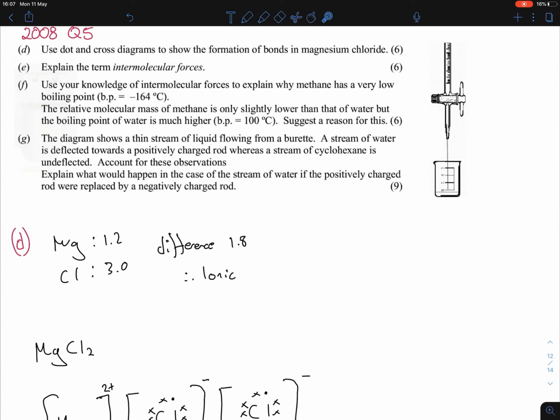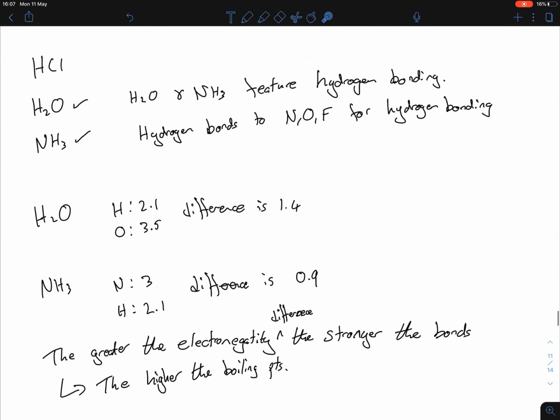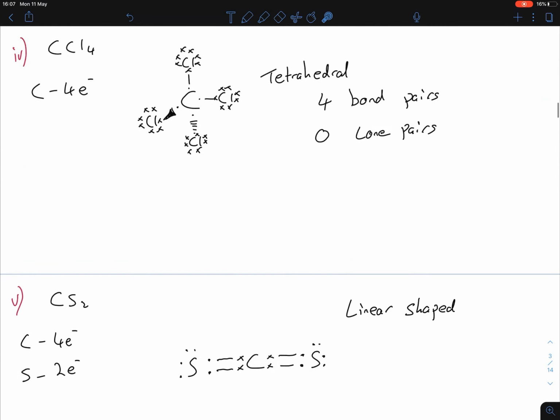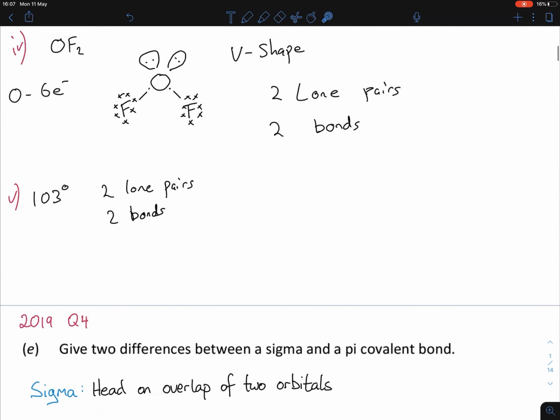Now, next, explain what would happen in the case of the stream of water if the positively charged rod was replaced with a negatively charged rod. So that would change things up a bit. Well, all you need to say there is that the stream of water will still be attracted to the rod, as what will happen there is the molecules will rearrange themselves towards the positive rod. Okay, so way back when, over here, if I can find it there, guys, very quickly. 18, was it 19? It probably wasn't.